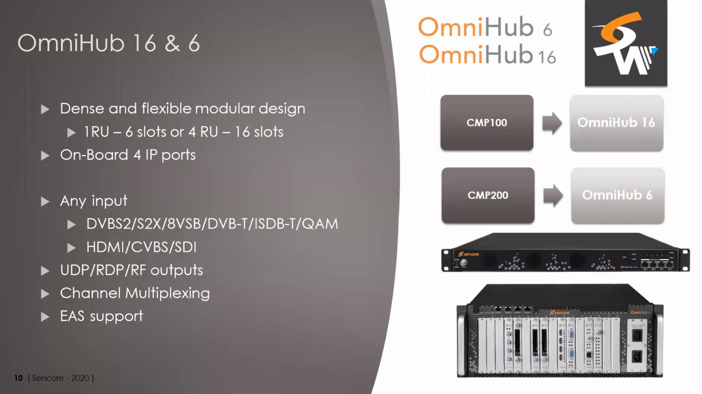The 1RU chassis can be provided with a single or dual power supply or with an additional RF modulator. So we have 3 different models for OmniHub 6. OmniHub 16 has just one model available, always with dual power supply. And it's worth mentioning that all modules for both chassis are hot swappable.